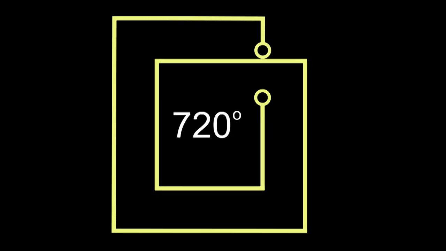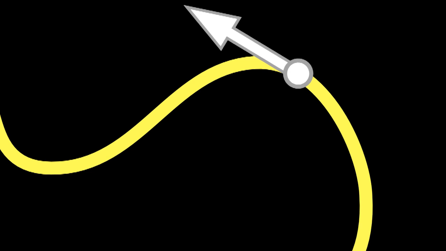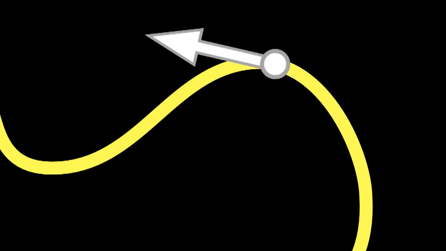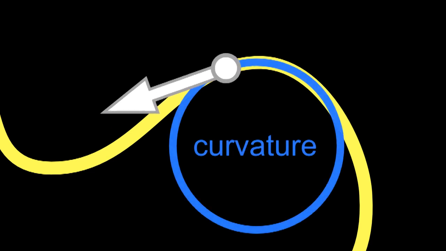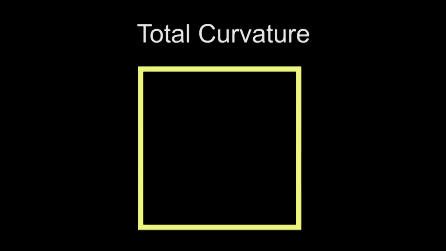Otherwise, it will be impossible to draw the angle graph without the edges intersecting. Every time we create a closed loop, it must turn 360 degrees. If it turns more than 360 degrees, this graph cannot be drawn without the edges intersecting. The rate at which the tangent angle changes at a point on the curve is called the curvature. The total curvature of any closed loop must be plus or minus 360 degrees.